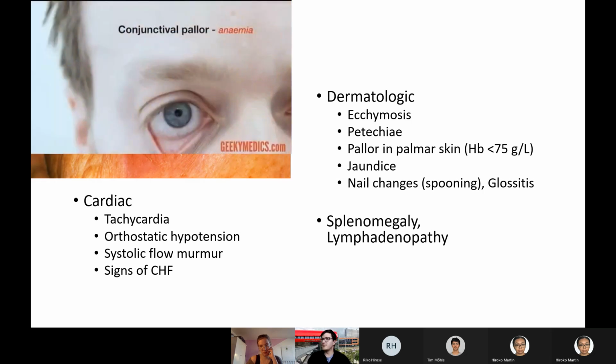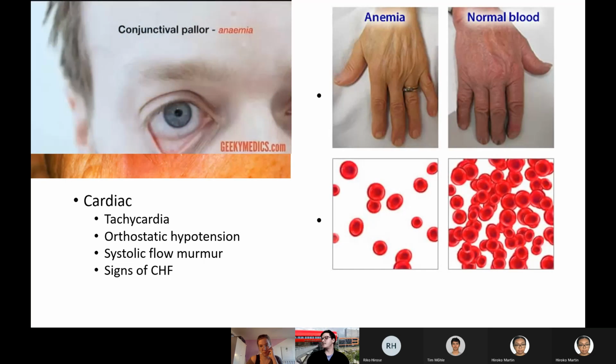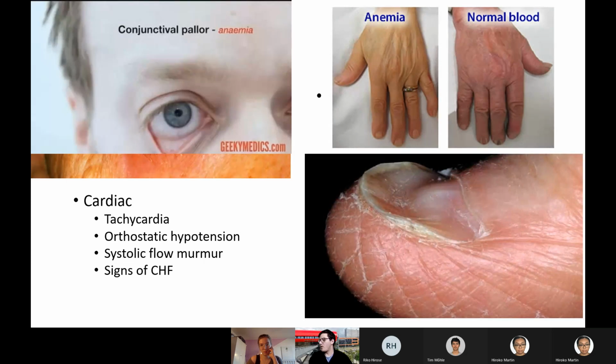This is another picture of conjunctival pallor. With anemia, you get to see how it would look normally versus how it looks in an anemic patient. I think maybe this is a picture of before and after. And this is koilonychia, spooning. This is also a pretty late sign.